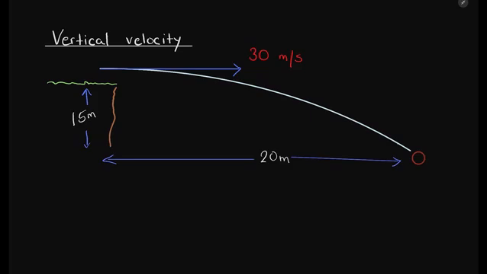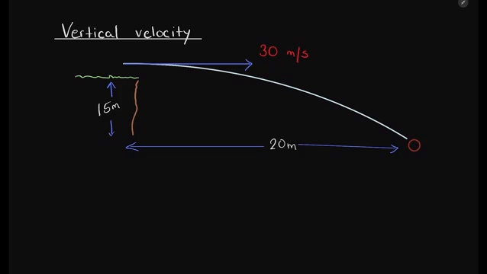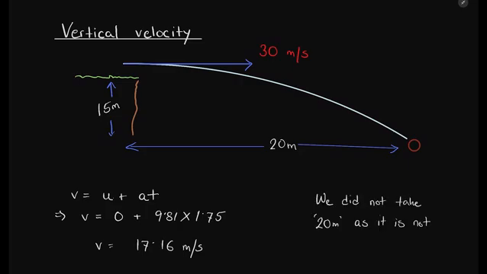Next, the question might ask what is the final vertical velocity when it hits the ground. For this, we will be using vertical distance to find vertical velocity. Here we can use v equals u plus at. As the ball is moving downwards, we use positive 9.81 and the answer comes out to be 17.16 meters per second. Again, we did not take 20 meters in our calculation as 20 meters was the horizontal, not vertical, component.